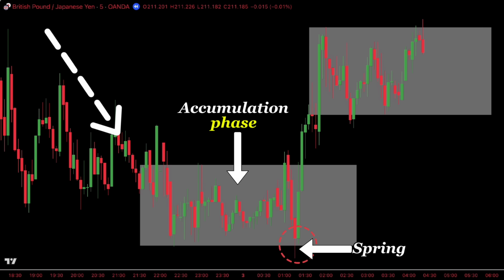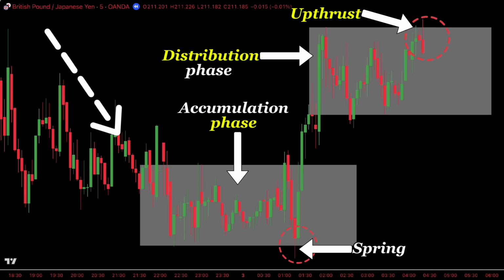This range is what we call distribution. During this phase, smart money is slowly selling their positions, preparing for a move down. Now here's the key moment. Before the market drops, smart money creates what we call an upthrust. This is a false move above resistance, designed to trap buyers and trigger breakout entries. But instead of continuing higher, the market reverses.